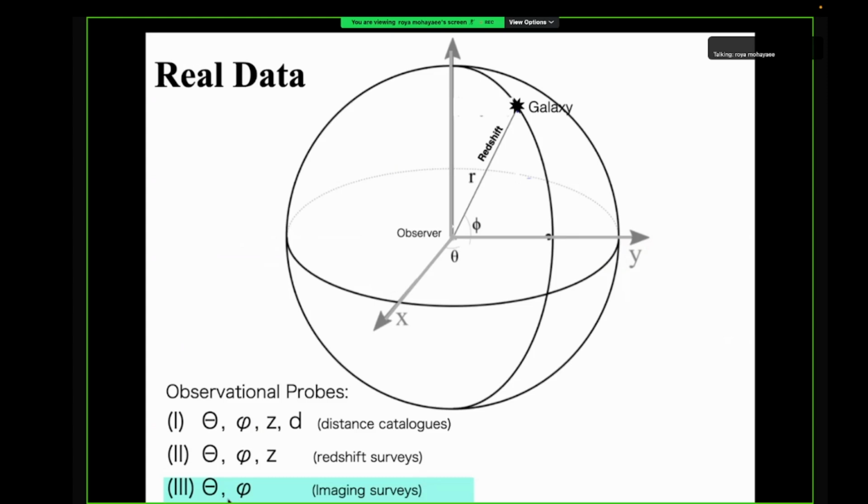Now I don't have knowledge of redshift. I don't have knowledge of distances, but I have loads and loads of sources. I have millions of sources. But then how can I find out, with just the knowledge of angular positions of sources, anything about the isotropy of the universe? How can I find anything about the rest frame of the CMB?